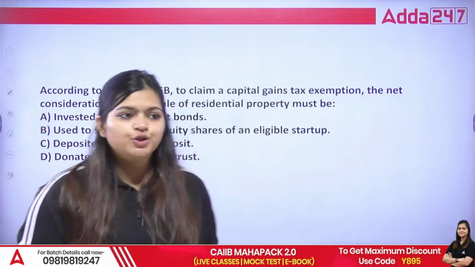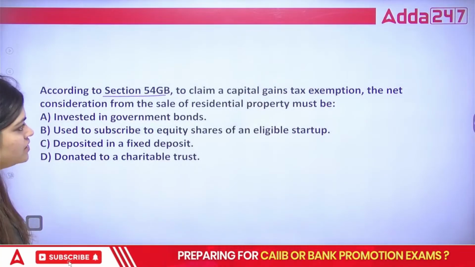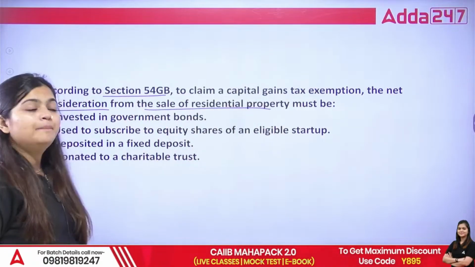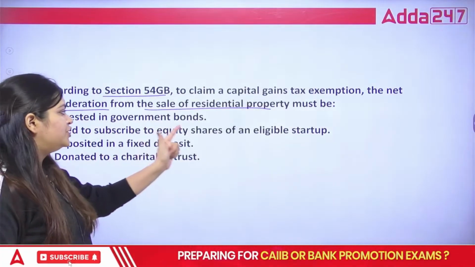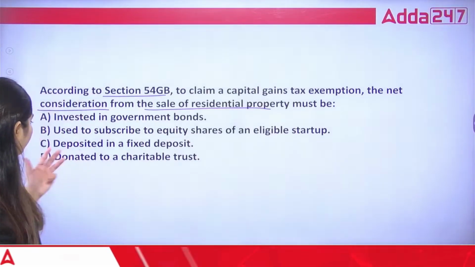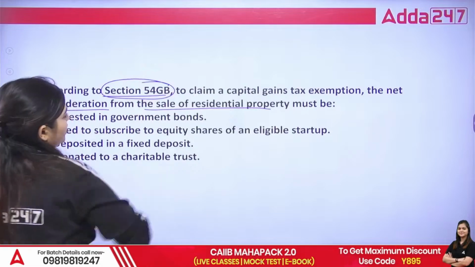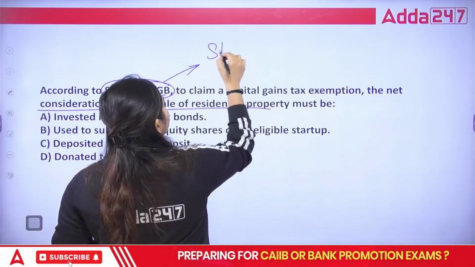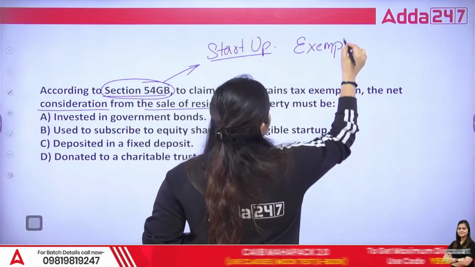Now coming to the next question. According to section 54GB, to claim a capital gains tax exemption, the net consideration from the sale of residential property must be: A, invested in government bonds; B, used to subscribe to equity shares of an eligible startup; C, deposited in a fixed deposit; D, donated to a charitable trust. Now see, this is a section given under your Income Tax Act, and this gives the benefit in case of startup exemptions.